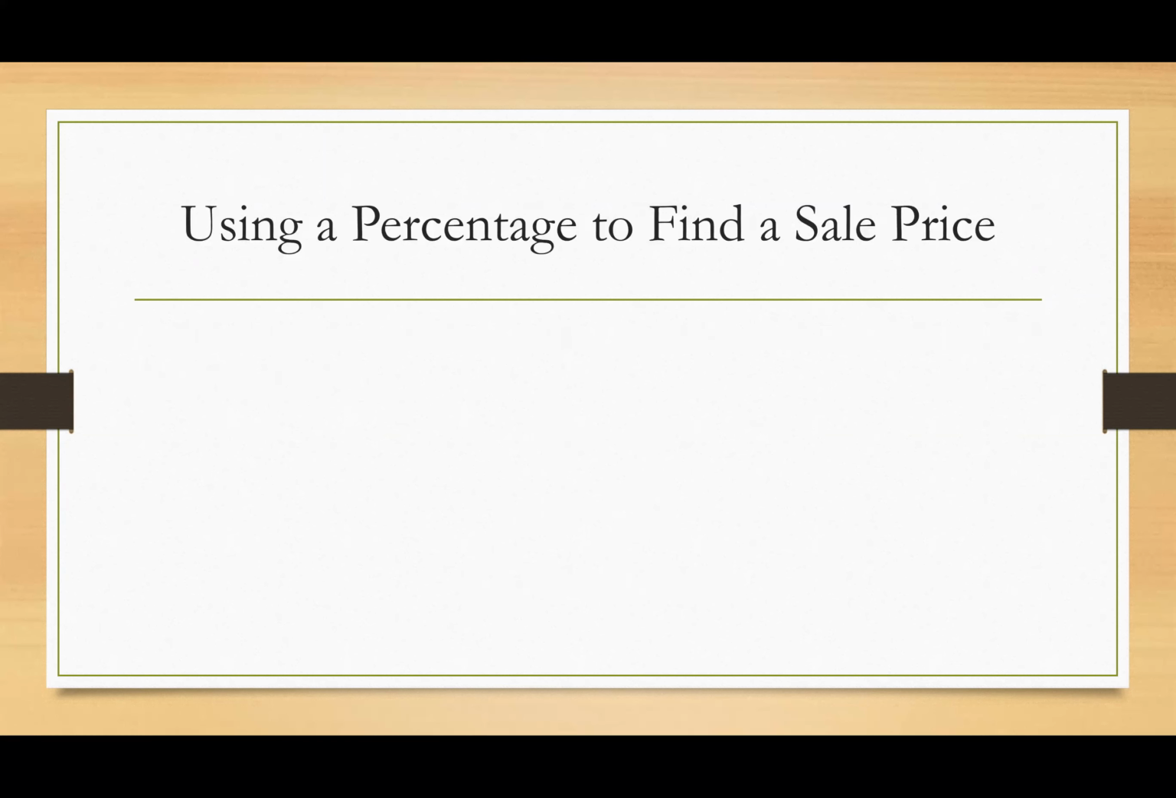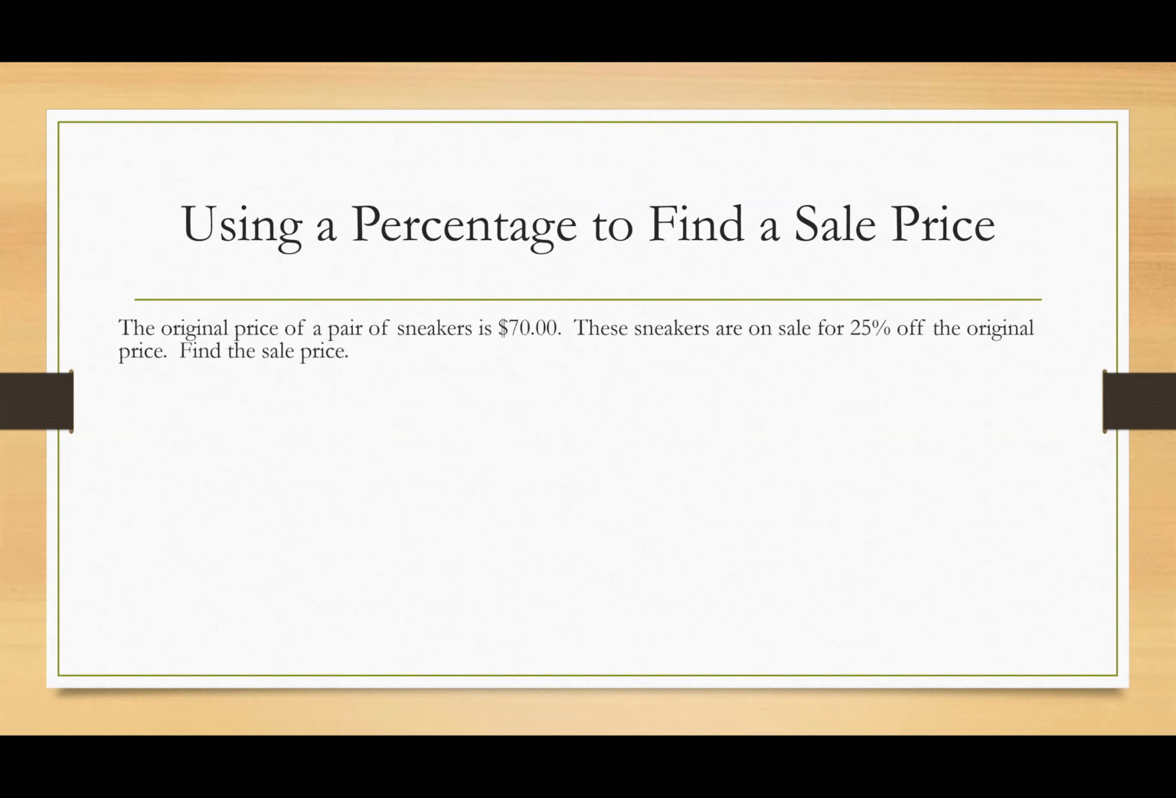And the last activity before you practice some more on your own is using a percentage to find a sale price. This is something that often happens in our everyday lives. So, for example, the original price of a pair of sneakers is $70. These sneakers are on sale for 25% off the original price, and you are asked to find the sale price.